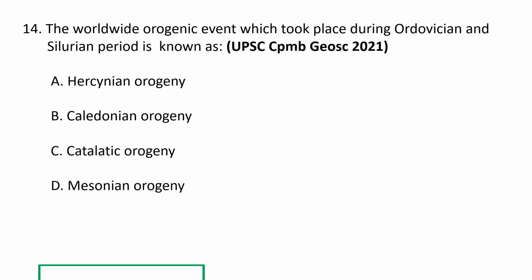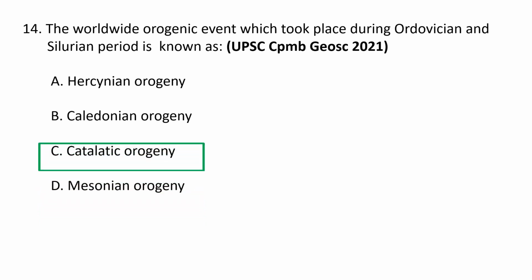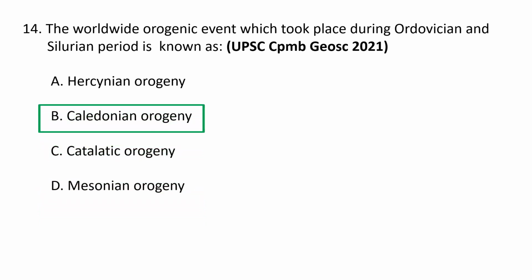The correct option is B. Caledonian orogeny. This was the important orogenic event which took place during Ordovician and Silurian.